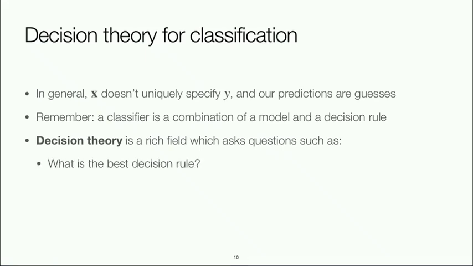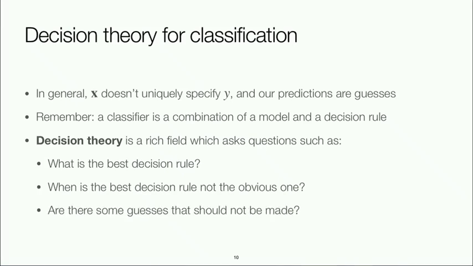What is the best decision rule? This one might seem pretty straightforward, at least in a very simple case, and as it turns out, it is pretty straightforward. But when is it not the obvious one? So what's the obvious one? Probably the obvious one, at least in the context of probabilistic models, is predict whatever class has the highest predicted probability. That's the one that we always default to. When is that one not necessarily the best one to choose? Are there cases where it's not the best one to choose?